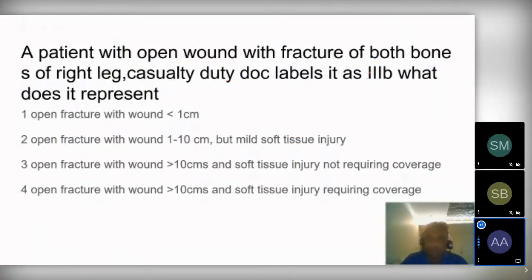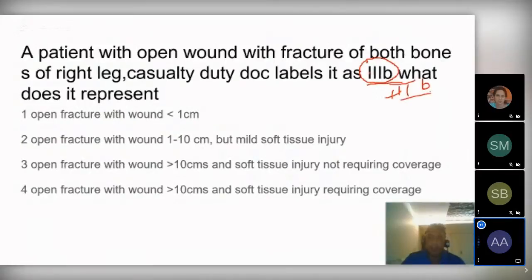See, he calls an orthopedic surgeon on call. Imagine yourself being on duty. He, as an orthopedic postgraduate, will call your consultant saying that there is a fracture 3B of the right leg. What does that mean?